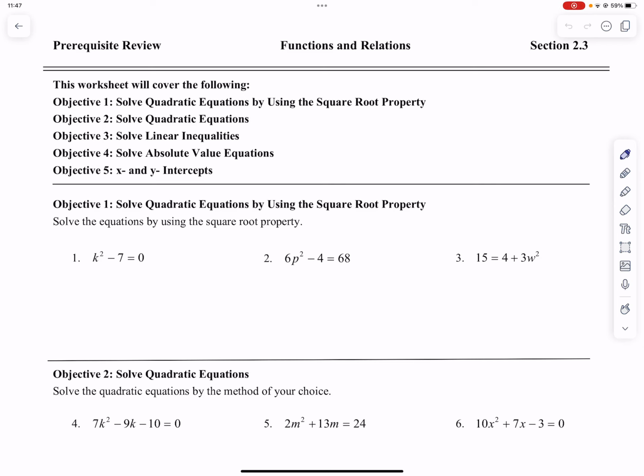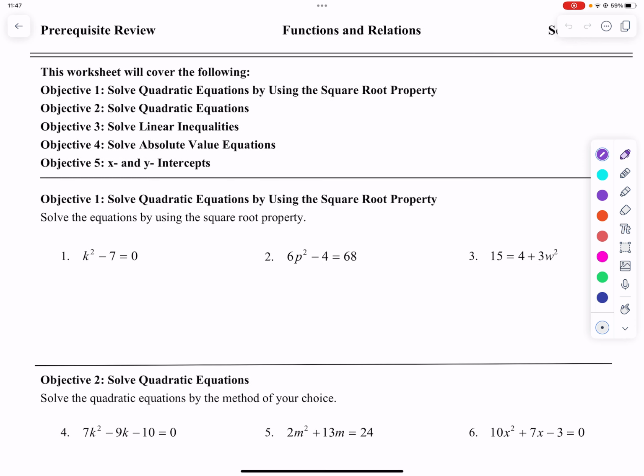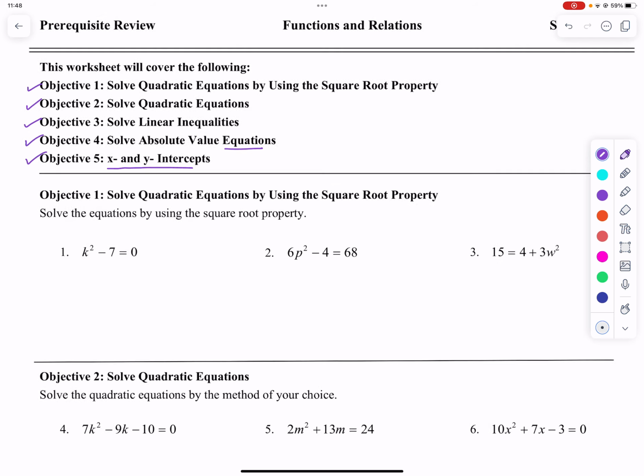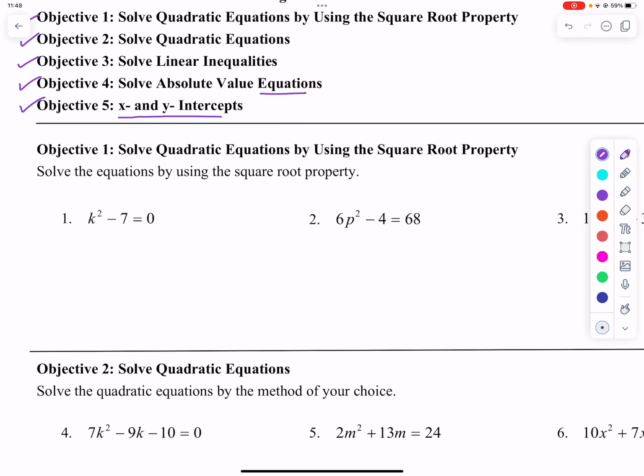Okay, this is the prerequisite review for section 2.3. In this worksheet, we will be solving quadratic equations using the square root property. We will actually be solving quadratic equations by factoring. We will solve linear inequalities and absolute value equations, and also find the x and y intercepts of a graph. So let's begin with solving quadratic equations by using the square root property.